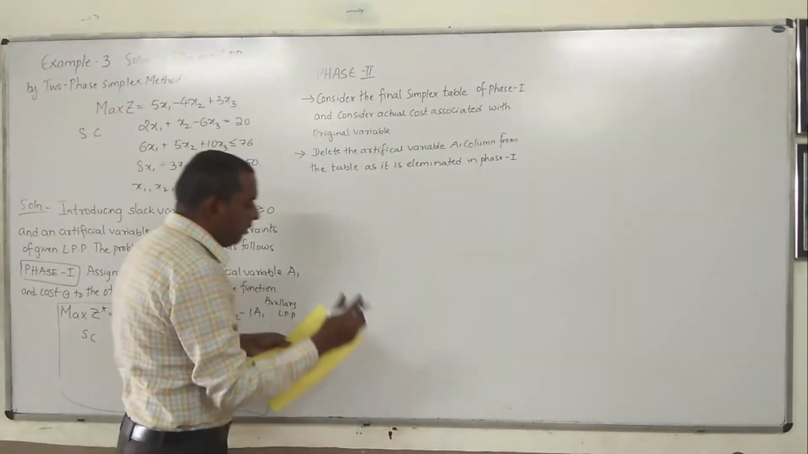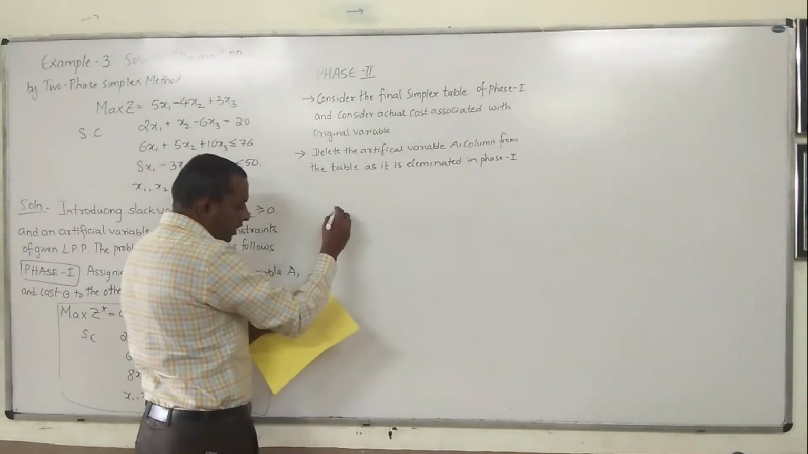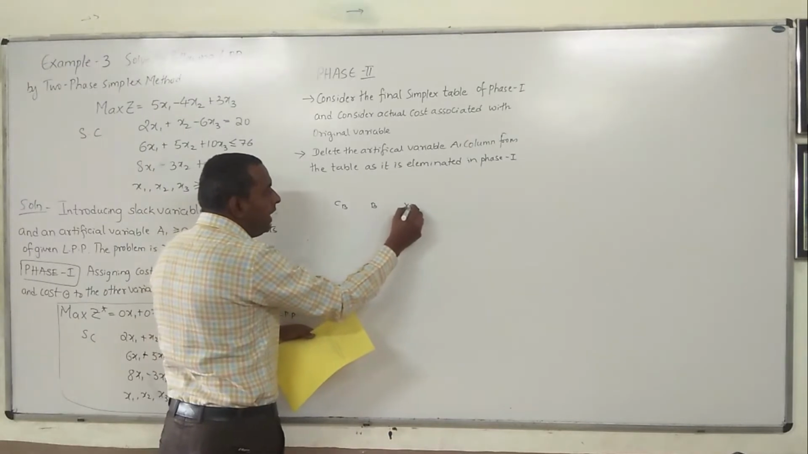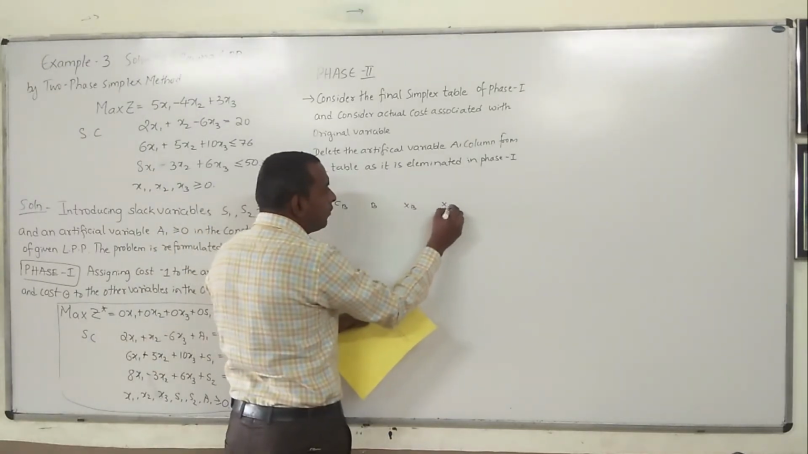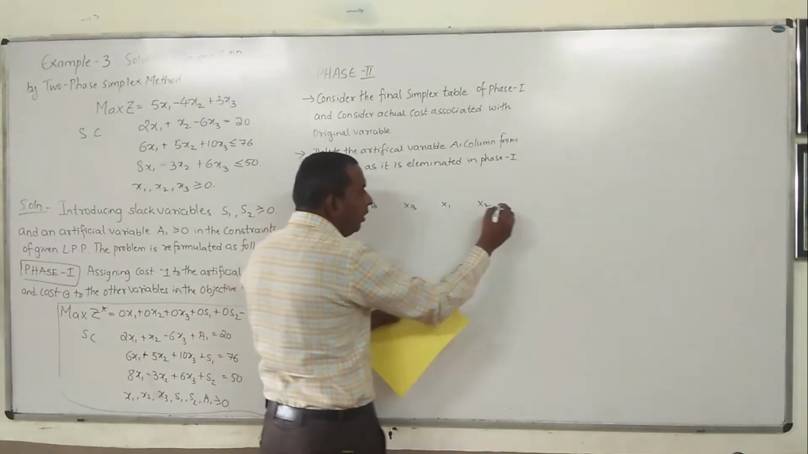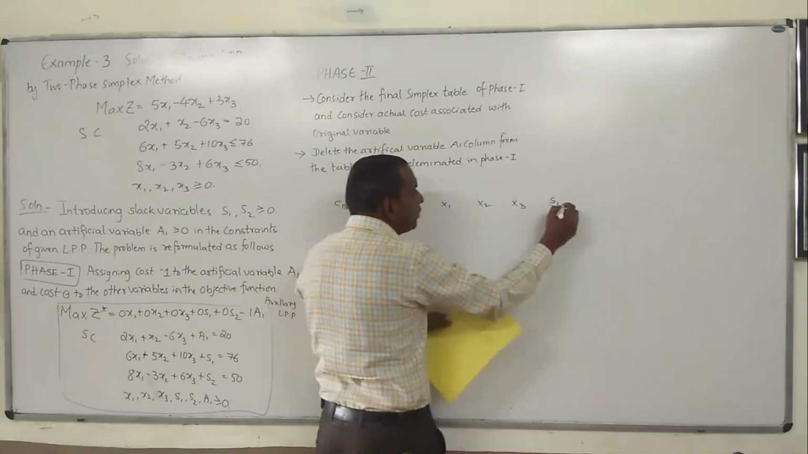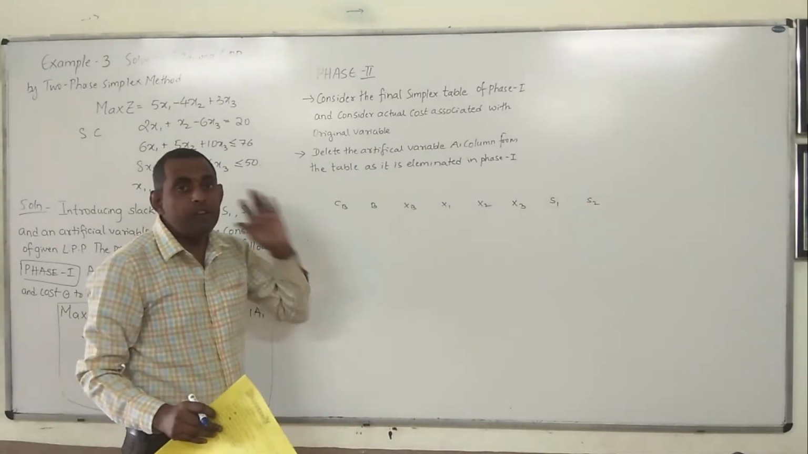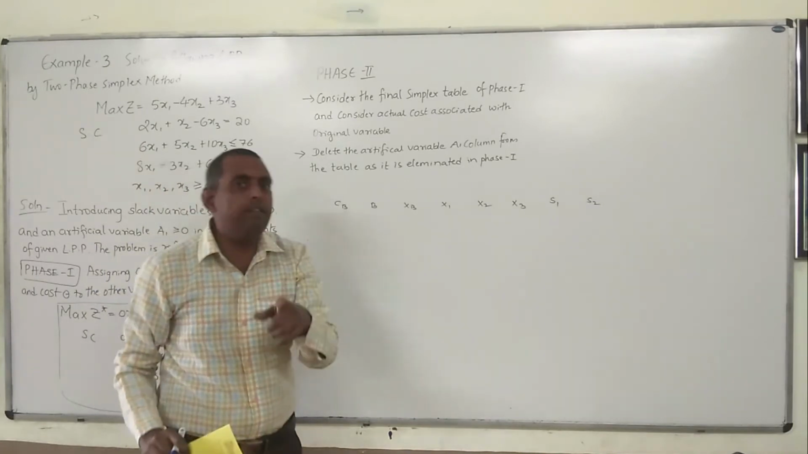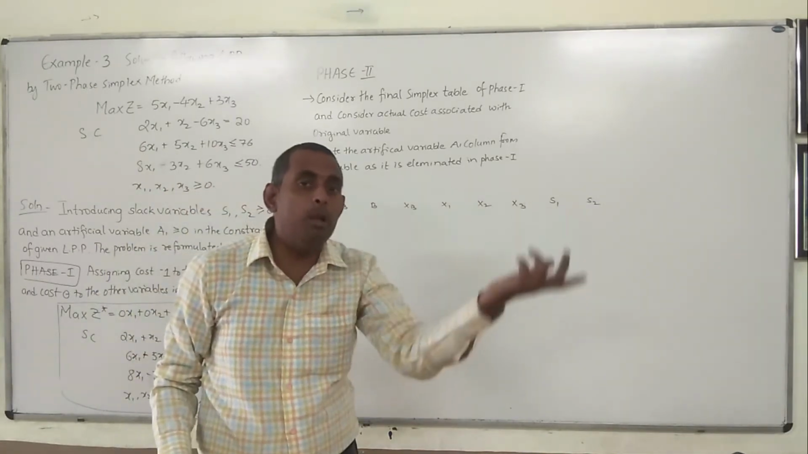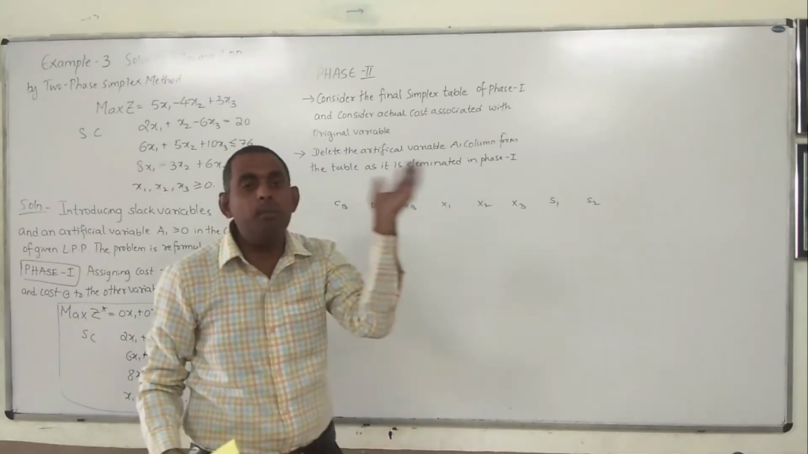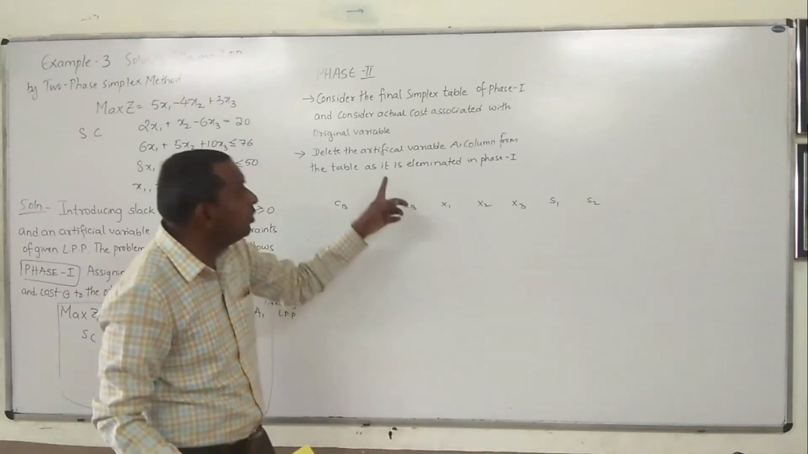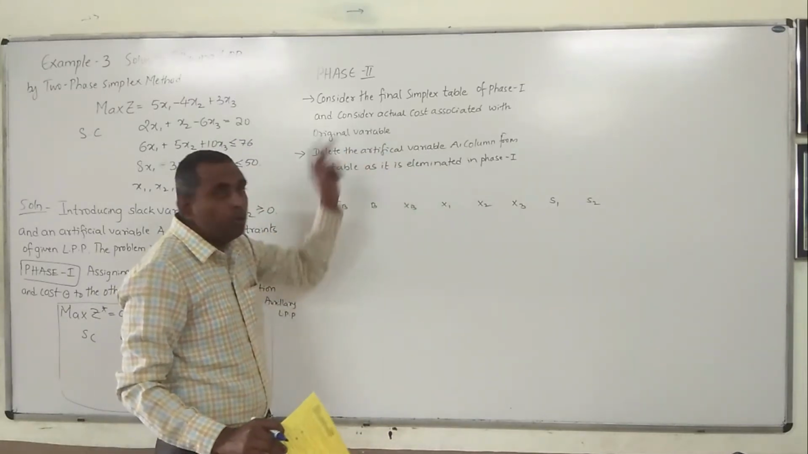So the new simplex table will be like this. So it is CB followed by B followed by XB, then it is X1, X2, X3, S1, S2. I don't write any artificial variable because there was only one artificial variable, that is A1, which has been eliminated, which has left the basis in phase 1. In phase 2 we are supposed to eliminate it. So there are two rules in phase 2.